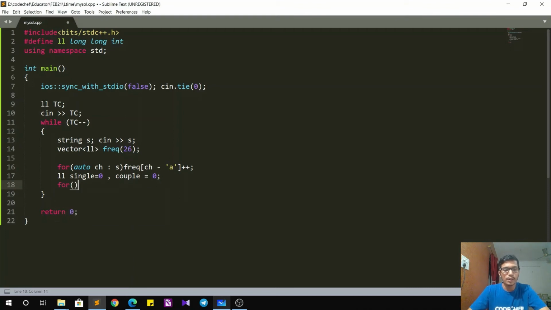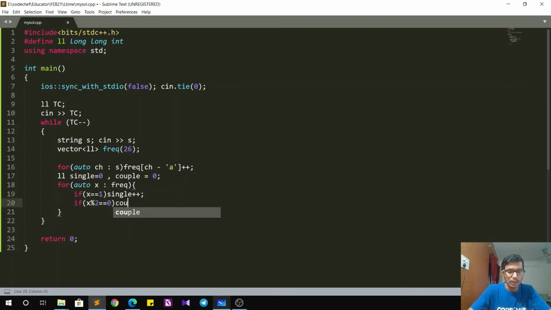And now for every count of the character, let's say for auto x in the frequency vector, I check if x equals 1, then single plus plus, or else the count will be either even or odd. So if it is even, so if x modulo 2 equals 0, the number of pairs, we are calling them couples. So the couple will be incremented by x divided by 2, right? These many number of pairs we can place.